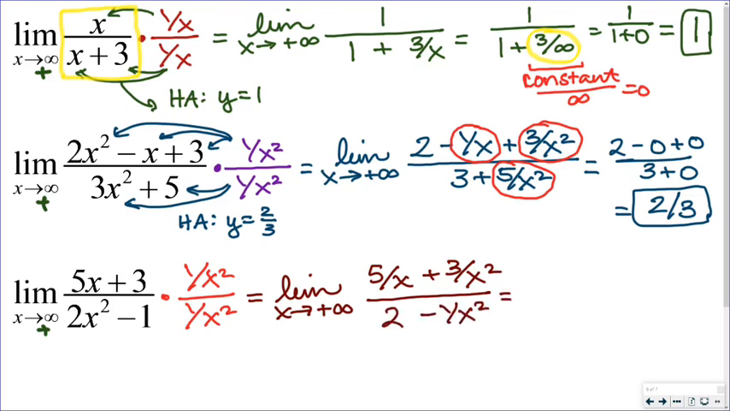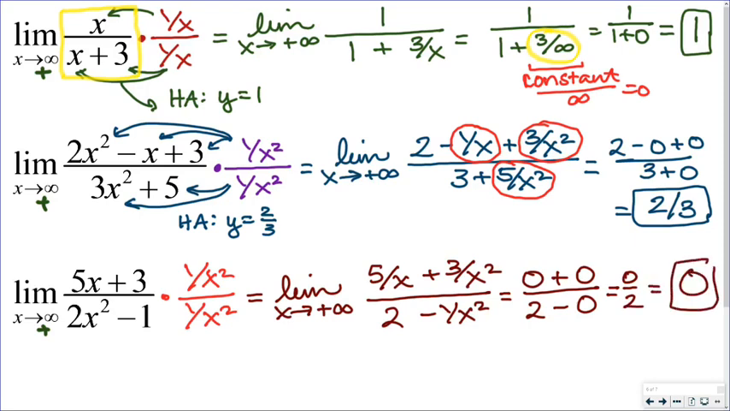Well, that's going to give me 0 plus 0, that's a constant divided by infinity in both of those terms, over 2 minus 0, or 0 over 2, which is 0. Again, we're not being asked to graph these, but if you were, the graph of this function would have a horizontal asymptote at y equals 0.